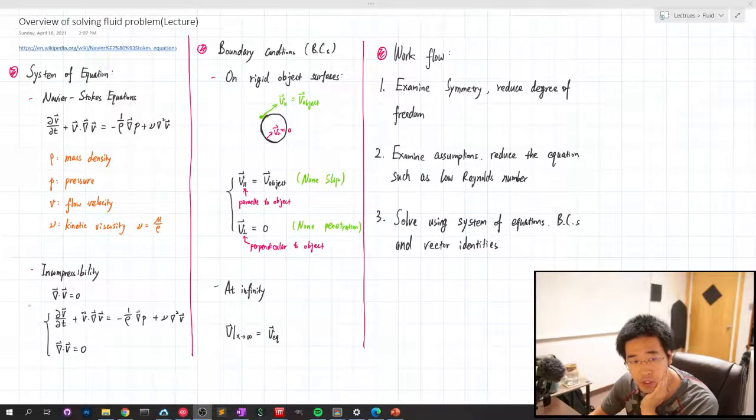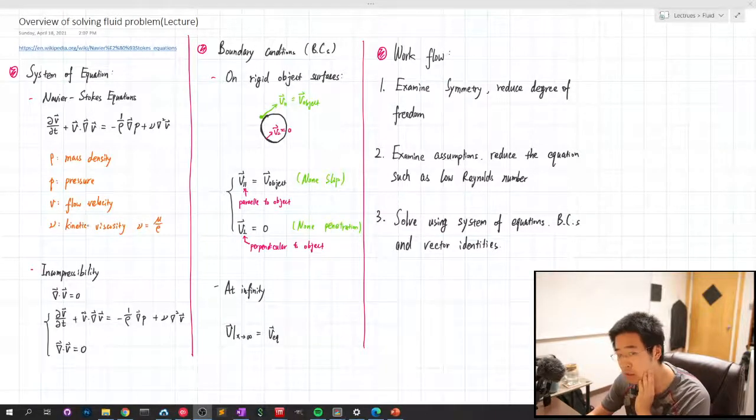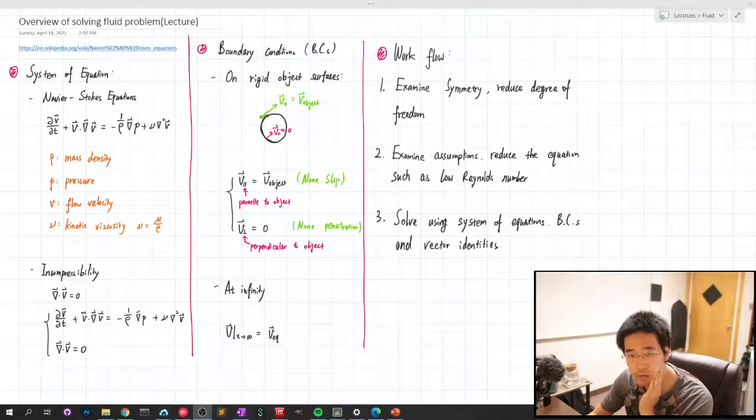And of course, we can change the system of equations with certain symmetries, and also we can use some extreme conditions such as low Reynolds numbers and such for laminar flows.